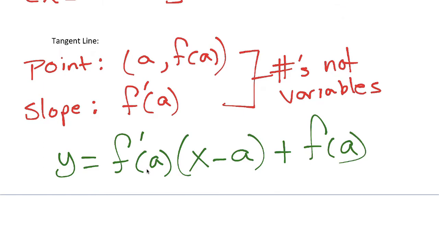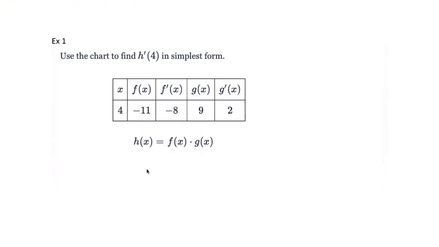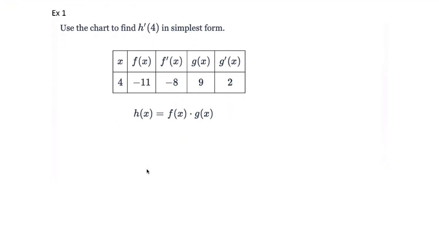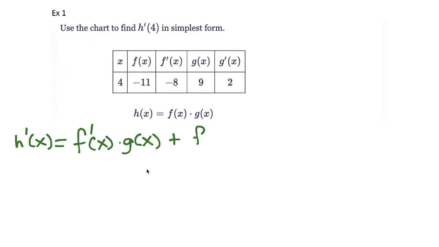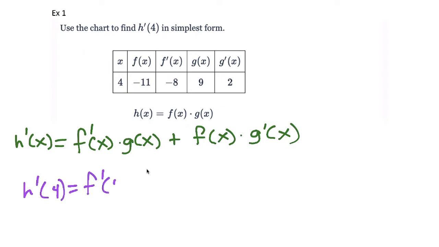So, three examples: one using the product rule, one using the quotient rule, one using the chain rule. So this one is the product rule. Using this chart, find h prime of 4 in the simplest form. So h prime of x is equal to f prime of x times g of x plus f of x times g prime of x. If we plug in a 4 into this, h prime of 4 is just f prime of 4 times g of 4 plus f of 4 times g prime of 4.